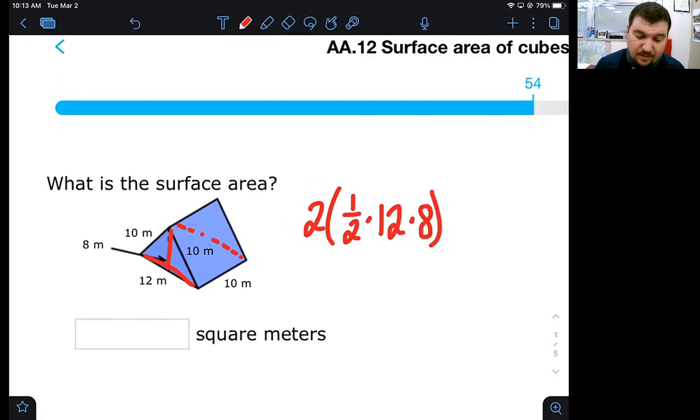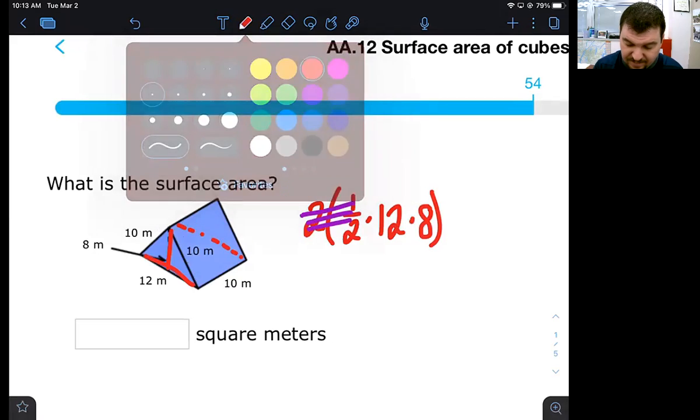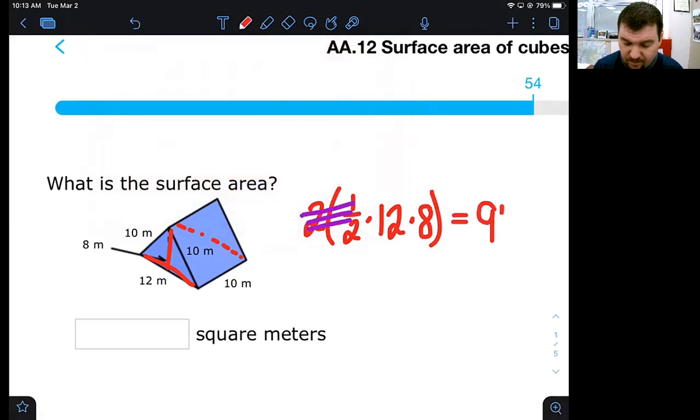And then remember how we talked about how when you work with the triangles, if you have 2 triangles, the 2 and the 1/2 cancel out, and you're really just doing 12 times 8, which is 96. So each triangle is 48, but together they make 96. So I've got both my triangle sides. Okay, I can get rid of all this.